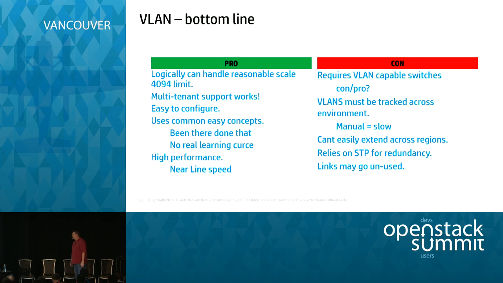On the downside, you need VLAN switches. Maybe it's a downside, maybe it isn't. I think everybody who deals with enterprise-level gear is typically using VLAN switches. They have to be tracked, again, some kind of manual process that I don't want to do. They can't easily extend across regions. I mean, they can, don't get me wrong. It can be done. There's a way around, but it's not easy. It relies on spanning tree, like we mentioned, and you may have some dead links again. Again, that can be altered, time and money. Just figure it out, and you can make it work. But that's not a plus.